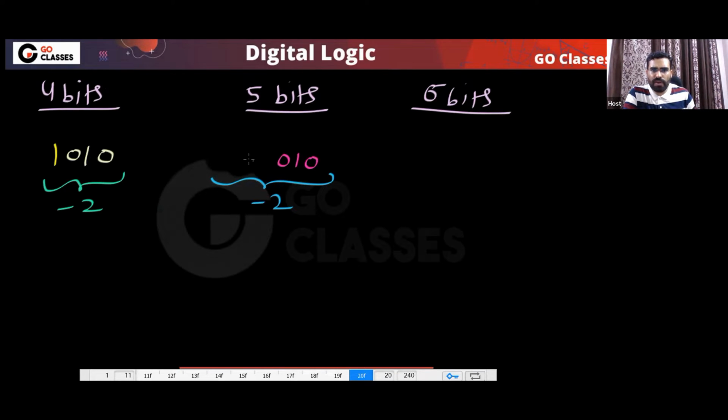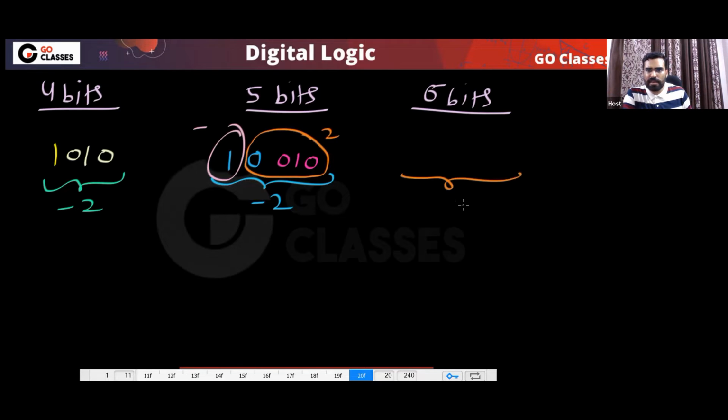See, minus 2 in 5 bits. The first bit means this is minus, and now you need 2. So this will happen. Remember, this is minus and this is 2. See, very simple, this is not hard. This will give you minus, and this will give you 2. So finally, you will get minus 2.